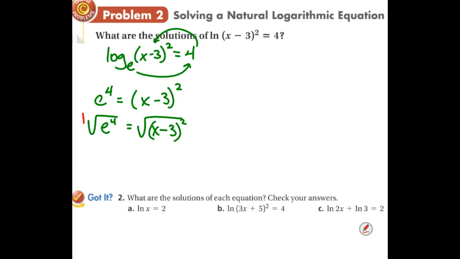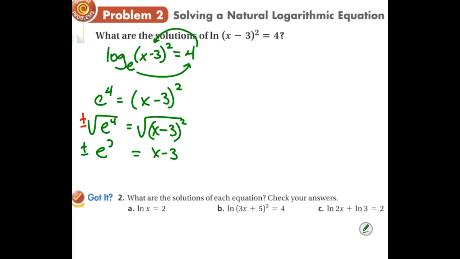Remember that when you square root, you have to consider both the positive and negative root. On the right-hand side, the square and the square root cancel each other. So we have x minus 3. What do we get on the left side? Plus minus e to the 2nd power.